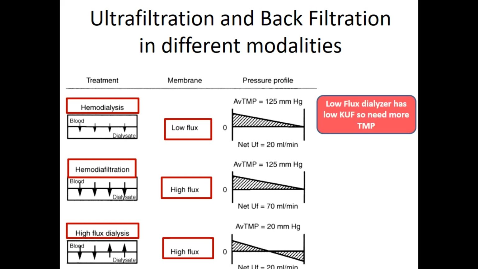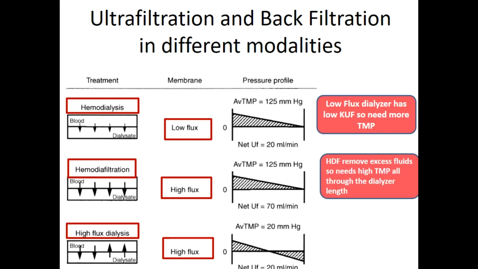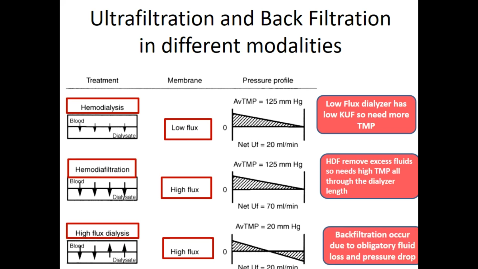In low flux dialysis, the dialyzer has very limited KUF, so it needs more transmembrane pressure, so no back filtration. While in hemodiafiltration, you need to remove excess fluid, so you need higher transmembrane pressure all through the dialyzer length and subsequently no back filtration. Only on high flux, back filtration occurs due to obligatory fluid loss and the pressure drop.